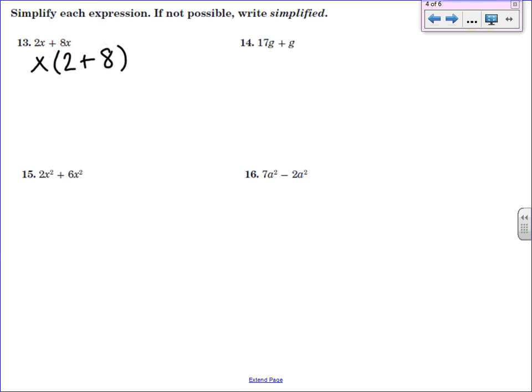So the reason that we do this is now we have 2 plus 8 in here, which we know is 10. So put the number in front of the variable. Our answer is 10x.